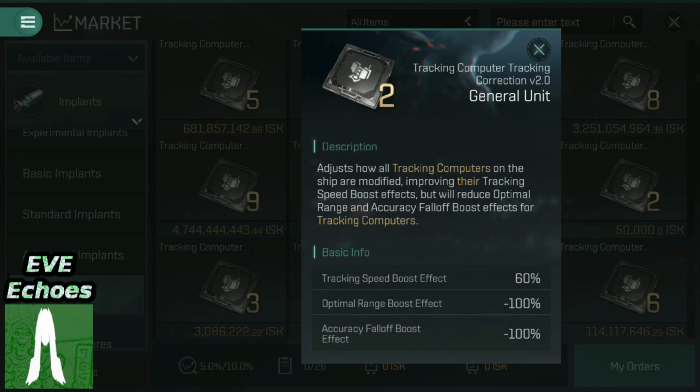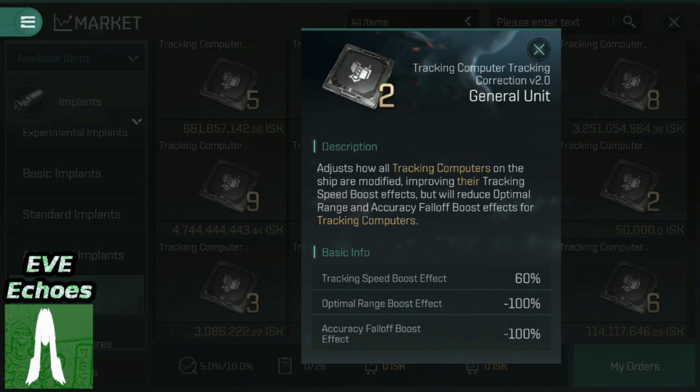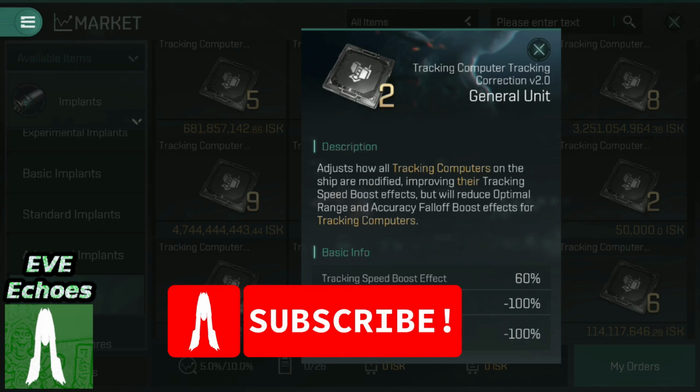We see that this eliminates all of the optimal range and accuracy fall-off bonuses, and instead provides a 60% bonus to the module's tracking speed bonuses, enabling you to brawl with those fast targets to your heart's content. You'll find that each of these general units come in pairs, counterbalancing each other by providing opposing bonuses and penalties.